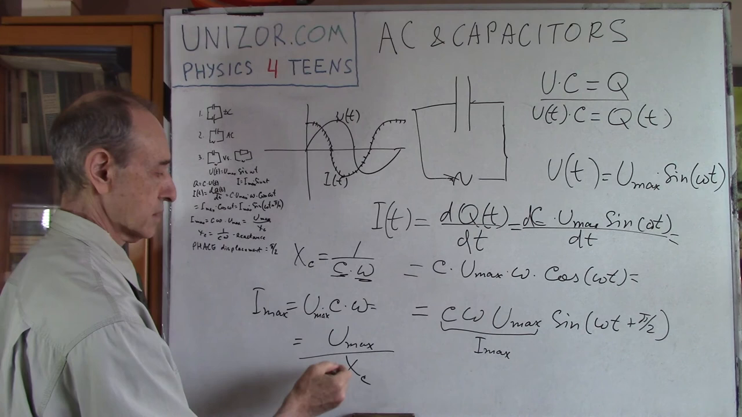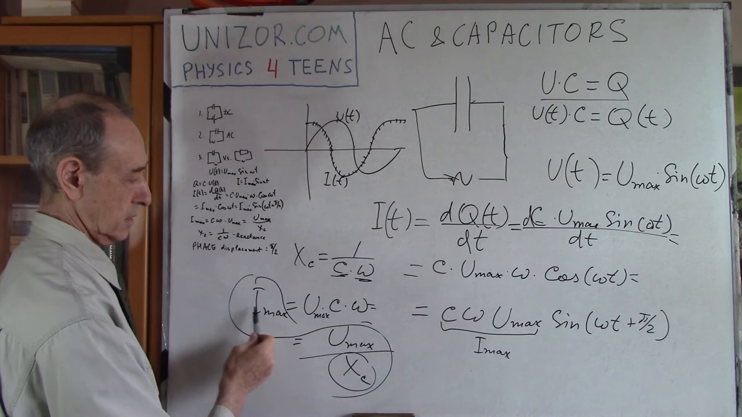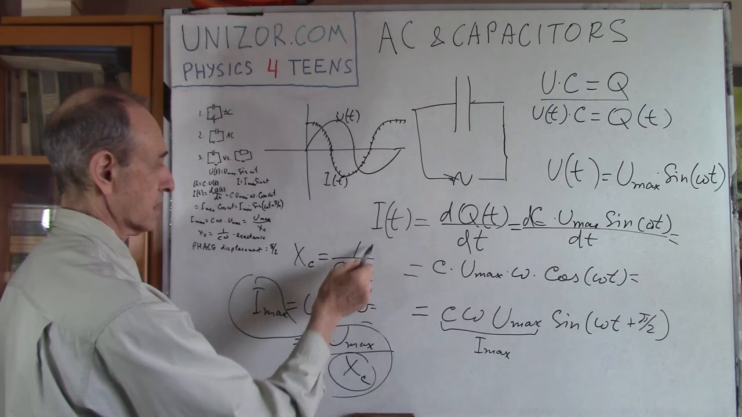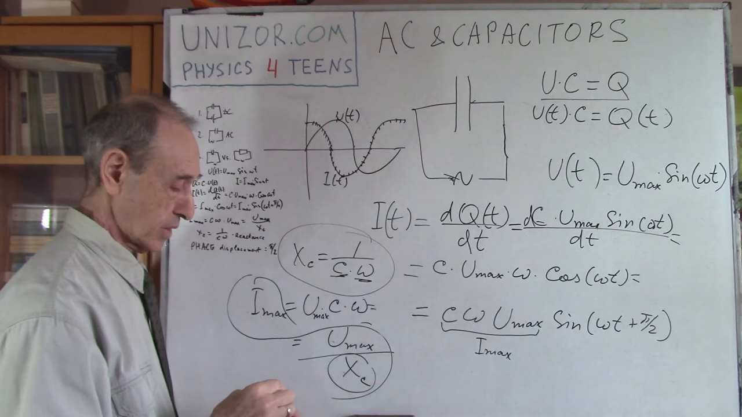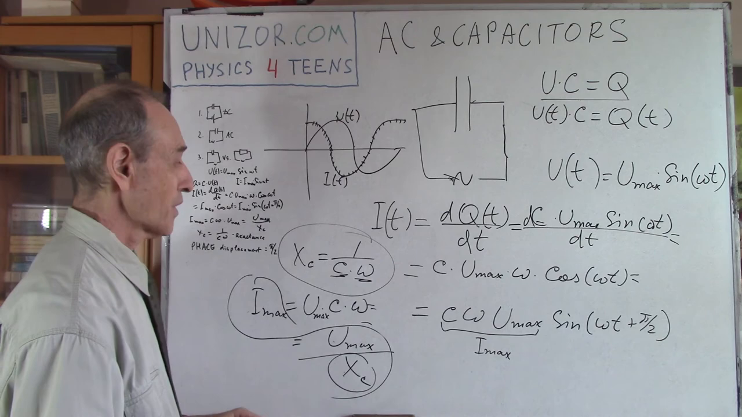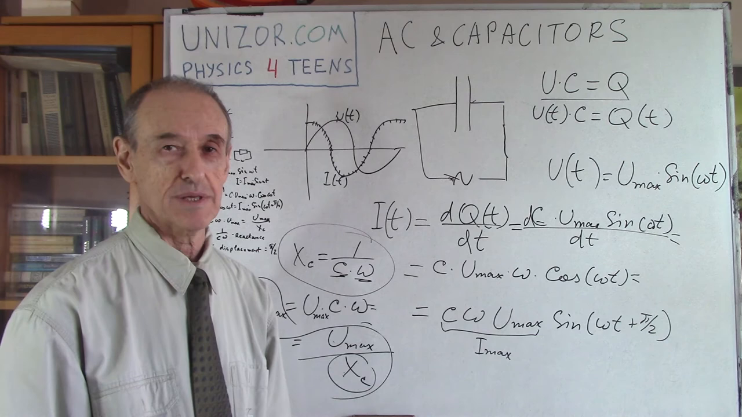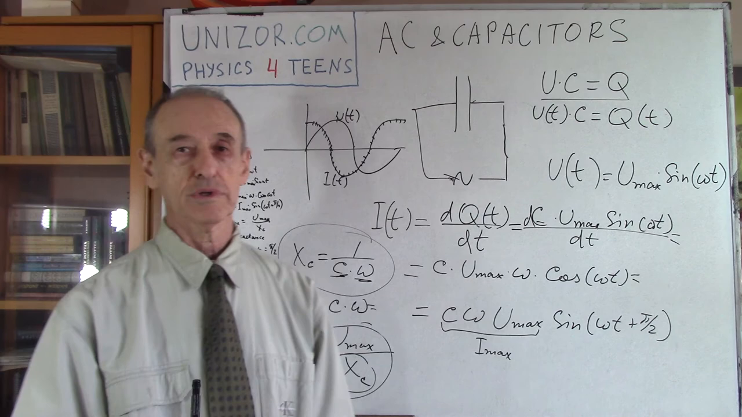Now, why did they introduce this? Because now it looks like Ohm's law, you see? This is the current, this is the voltage, and this is, well, like resistance. So this thing for a capacitor is in some way equivalent to resistance. It's called reactance. They just came up with some terminology. I don't think it's very important, quite frankly. Now, what's the most important in this lecture is this pi over 2.